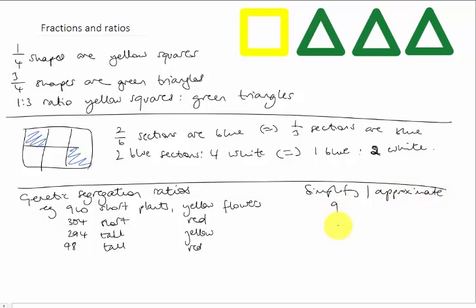So that would give you a 9, 3, 3, 1, which is a classic thing that you'll see quite a lot. So we would write that there's 9 to 3 to 3 to 1, with the colon in between each number.